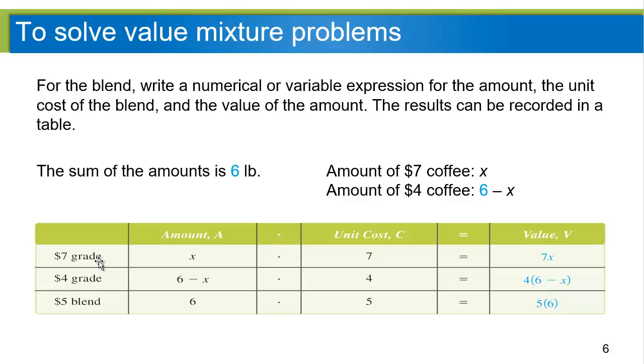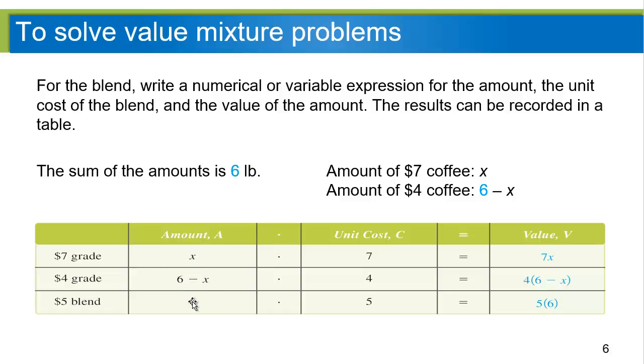Now in this question, we don't know how much of each, right? We always have to identify the variable, and the question said, how much of each coffee do we have to add? So that's our unknown. We don't know how much we have of the $7 coffee. We do know that we want to have 6 pounds total, so we know that this amount has to be 6 minus x, because these three things always have to add, right?